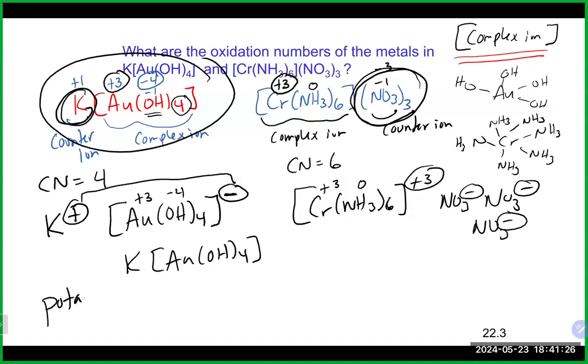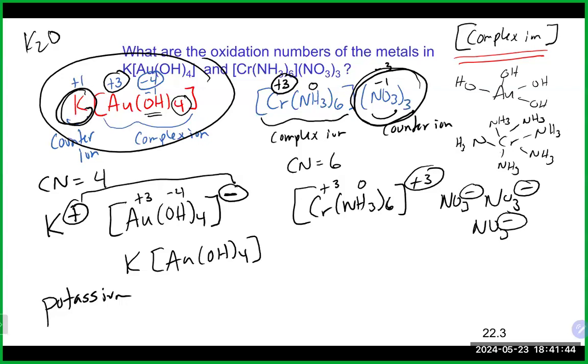And by the way, if you had two potassiums, just like if you had K2O, that's potassium oxide. It doesn't matter how many you have of your counter ion, you pretty much just use the name of it. If your counter ion is a polyatomic ion, you just use the name of it by itself. Doesn't matter how many you got going on.